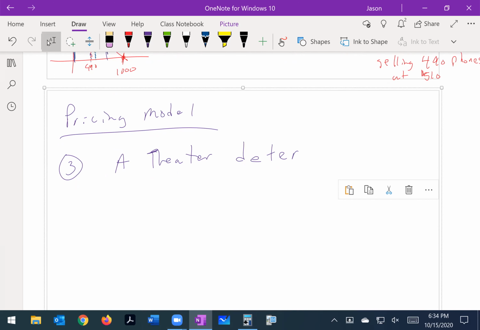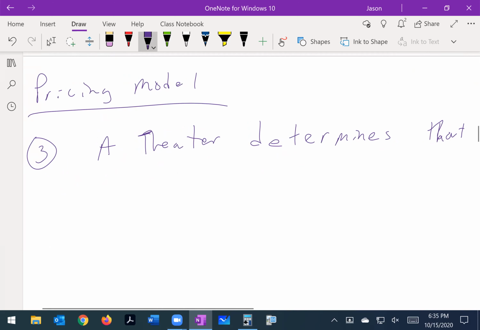Okay, a theater determines that, again, this is a very outdated example since we don't have theaters anymore. Okay, a theater determines that a ticket price of $26 averages 1,000 people in attendance.